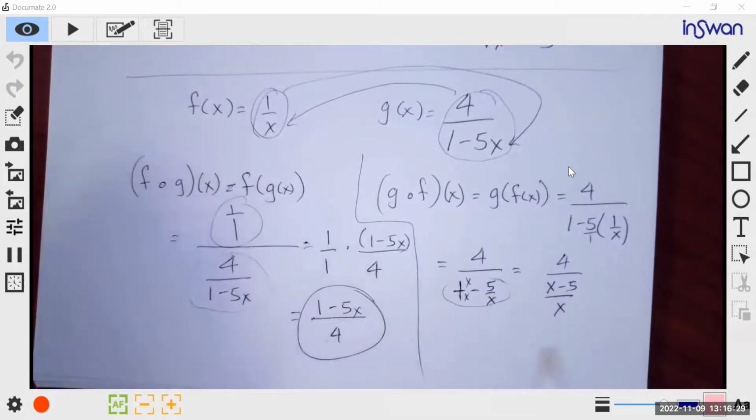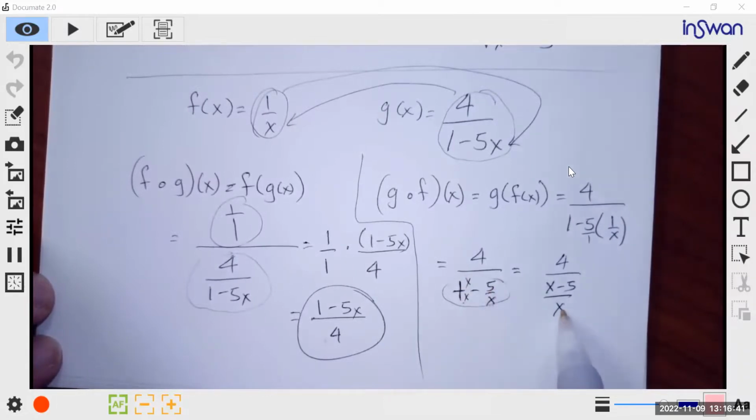Everybody okay with what I'm doing so far? I'm working on just fixing the bottom first. Because I had 1 minus 5 over x, I have to get a fraction minus a fraction. LCD, they're both x's. So I have x minus 5 on top over x. It's a fraction over a fraction.